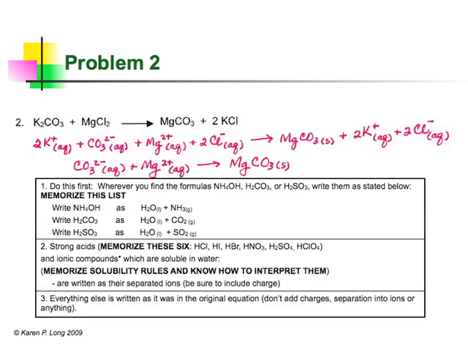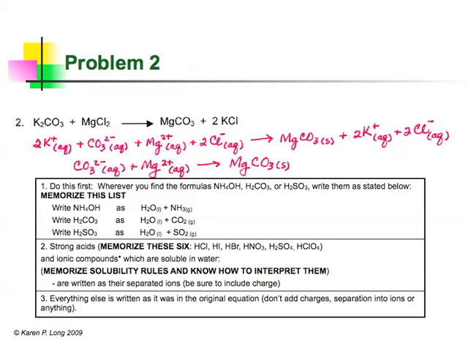We need to decide the form to write in the complete ionic equation. Are the decomposable compounds present? No. Any strong acids? No. Any ionic compounds soluble in water? Yes, we have potassium compounds again. They're all soluble. And then you look for the chlorides, and they're pretty soluble too. There are only a few exceptions, and magnesium is not one of them. So magnesium chloride is soluble.